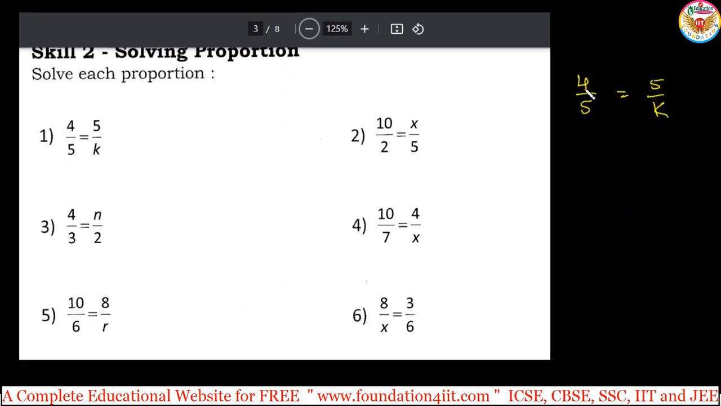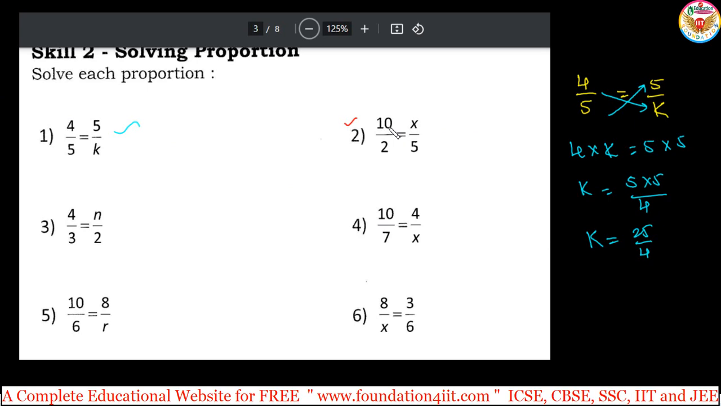Here 4 by 5 is equal to 5 divided by k. That means 4 into k is exactly equal to 5 into 5, because they are already equal. They mentioned they are in proportion. So 4 times k equals 5 times 5. 4 is multiplying with k, so take the right side and divide. 25 by 4 is the value of k. Okay, this is the concept to find the values.